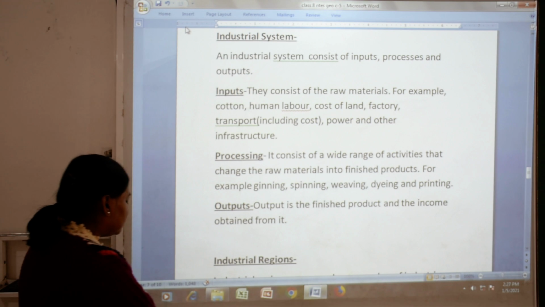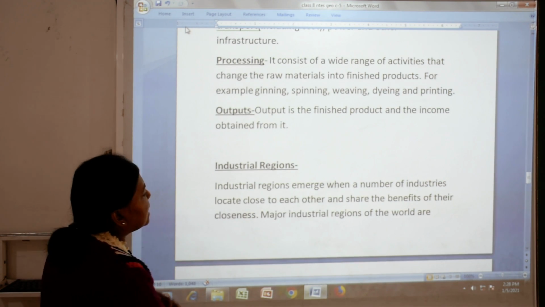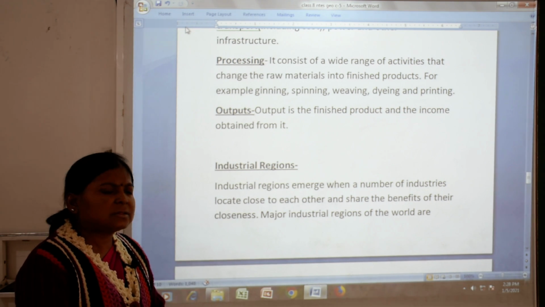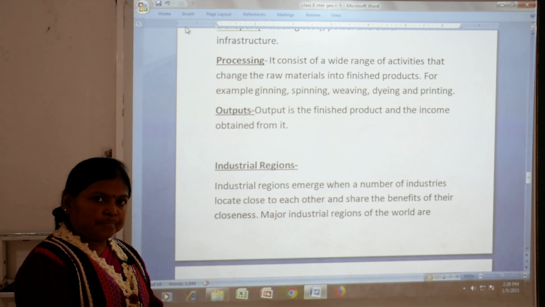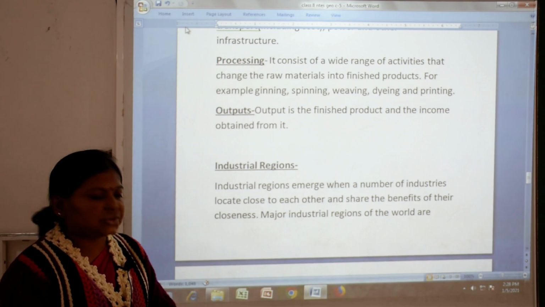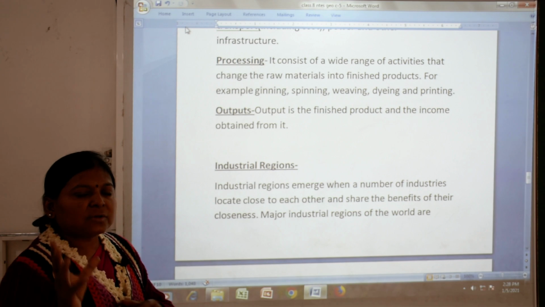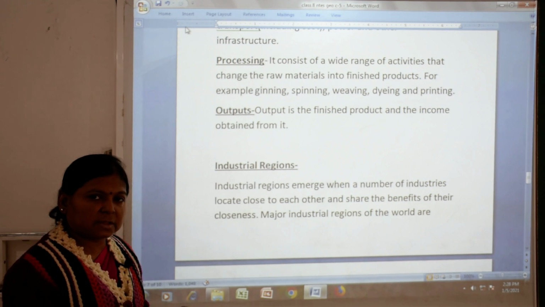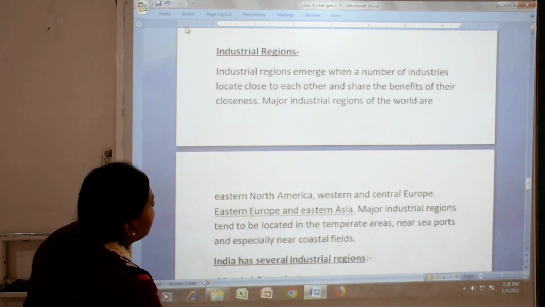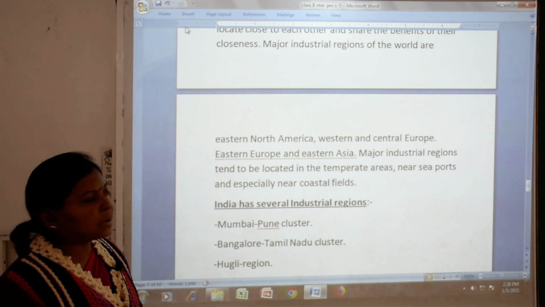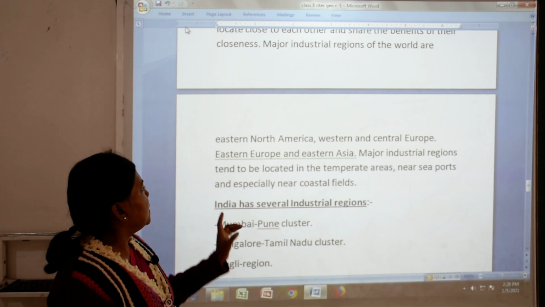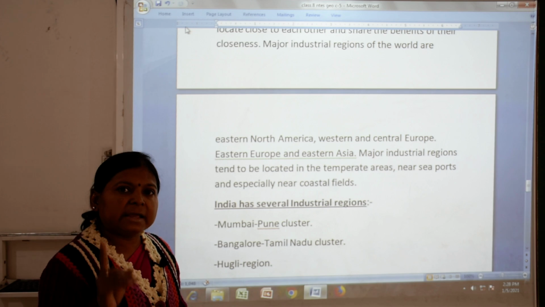Now the next one is industrial region. What are the different industrial regions? Industrial regions emerge when a number of industries are located close to each other. Why? Because they share the benefits of their closeness. You can see the major industrial regions of the world are mostly located in Eastern North America, Western and Central Europe, Eastern Europe and Eastern Asia.